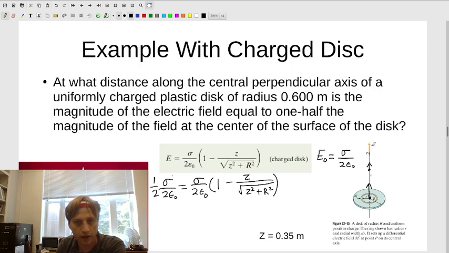Okay, now I can multiply both sides by 2 epsilon naught over sigma, and what I find is 1/2 equals 1 minus z over square root of z squared plus r squared. Okay, I'm going to subtract off 1 from both sides and then multiply both sides by -1. This will give me 1/2 equals z over square root of z squared plus r squared.